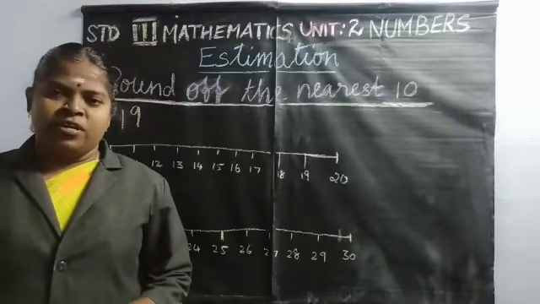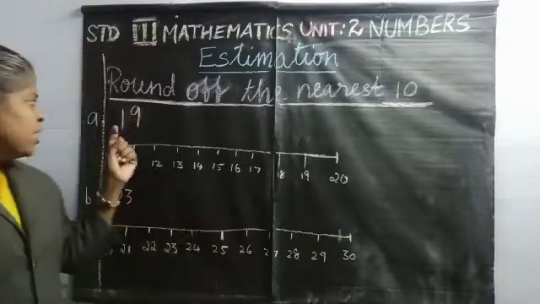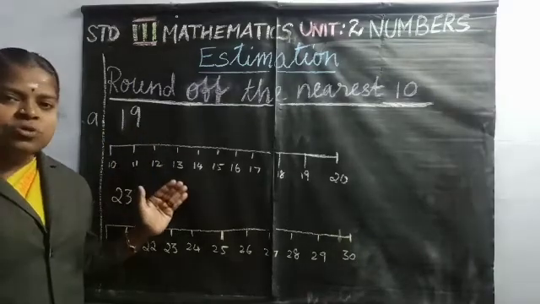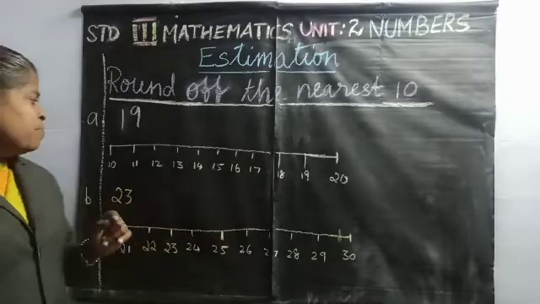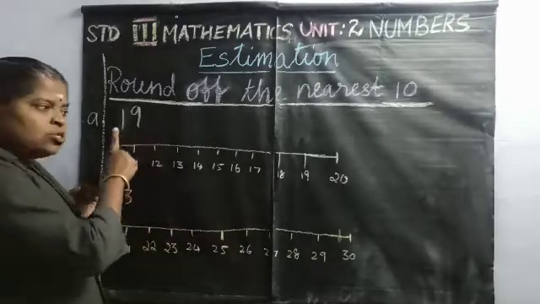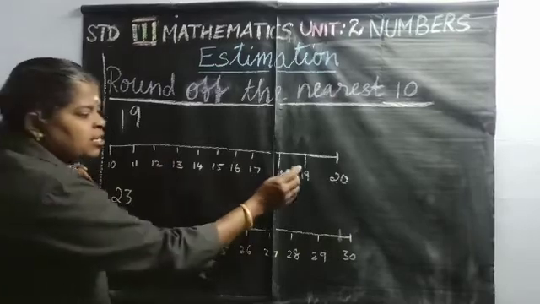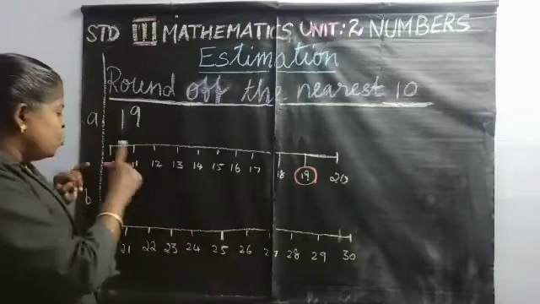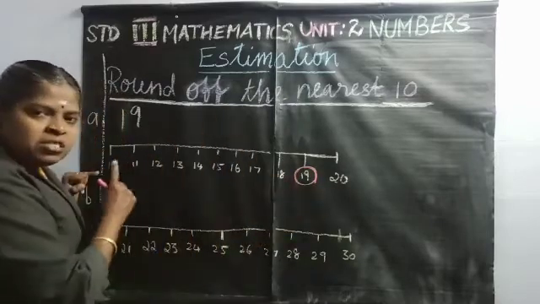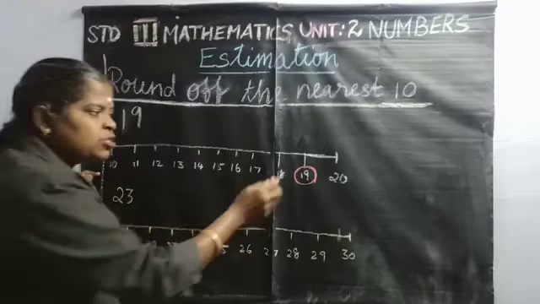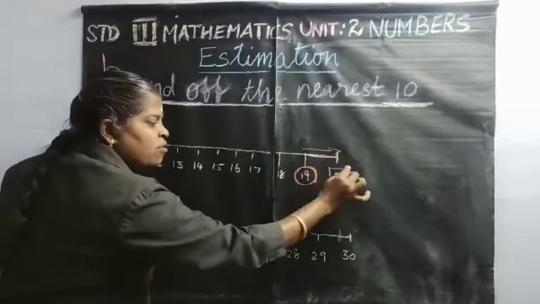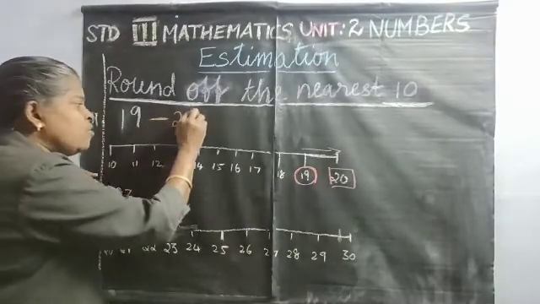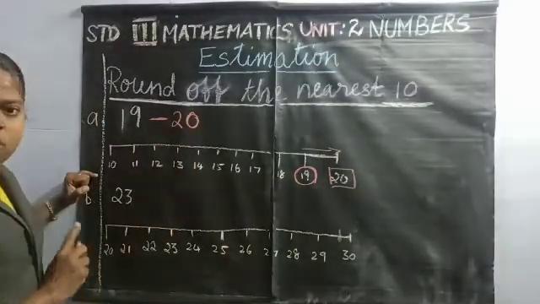Now we can round off the numbers to the nearest 10. Look at here, the number given is 19. We can round off the numbers using a number line. Where is the 19 here? First we circle the 19. Is it nearest to 10 or 20? It is nearest to 20. So 19 is nearest to 20.